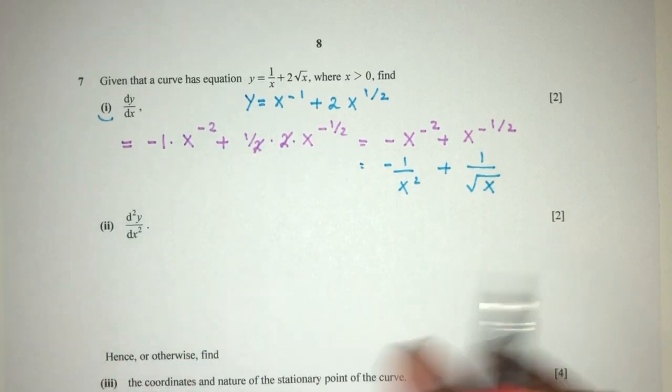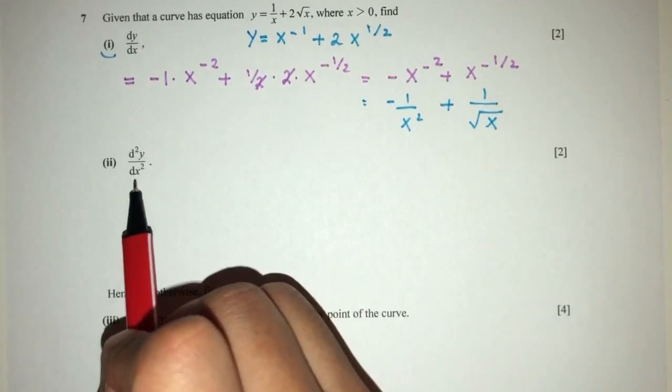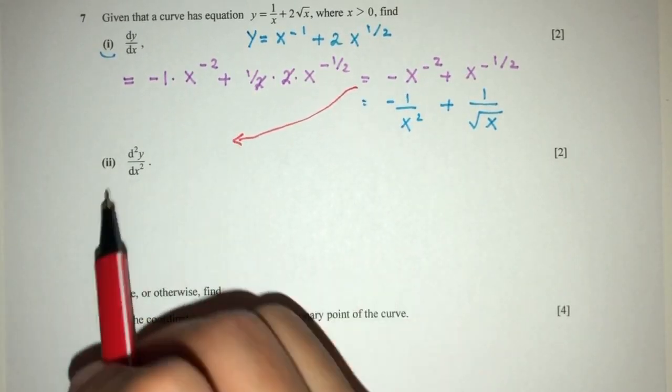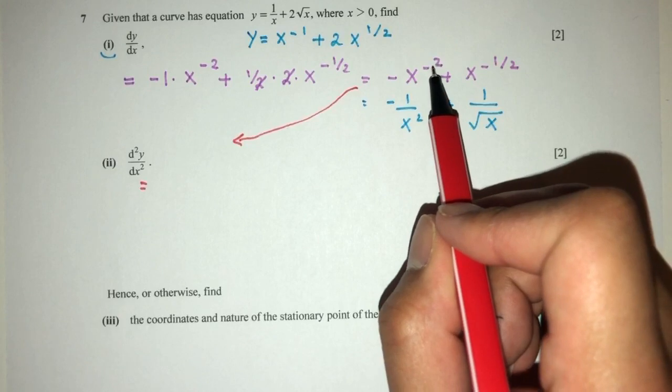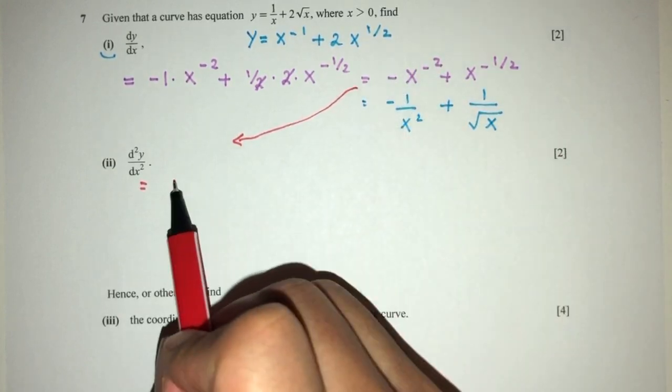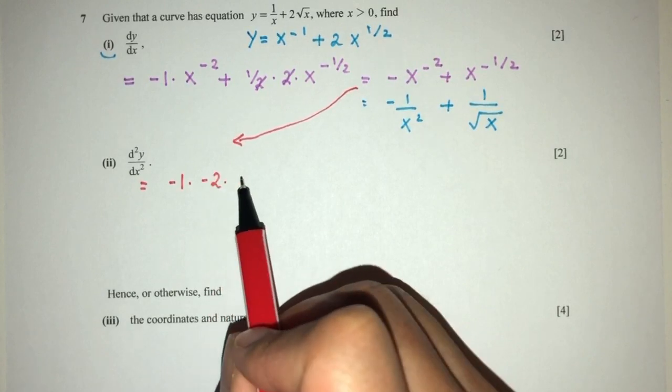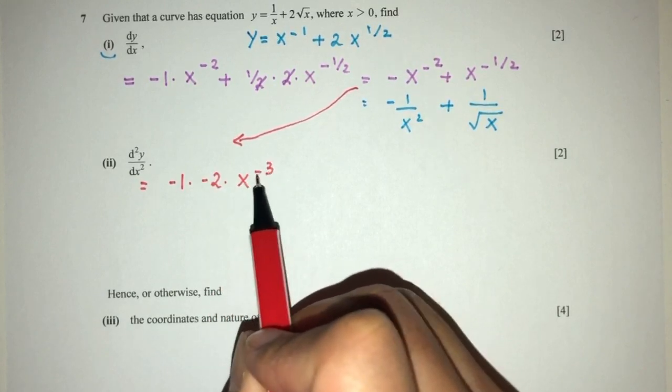Now we have to follow up with this to find the value of d2y by dx2. So we have to use this one. It is much easier to use this to find that value. So again, same thing. First multiply by the power. So here we have minus sign, which is minus 1. Multiply by the power will be minus 2. Then minus 1 to the power, which will become minus 3.